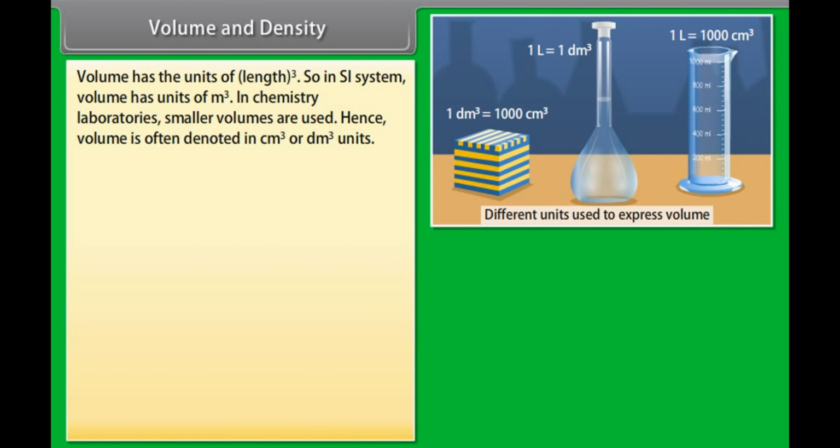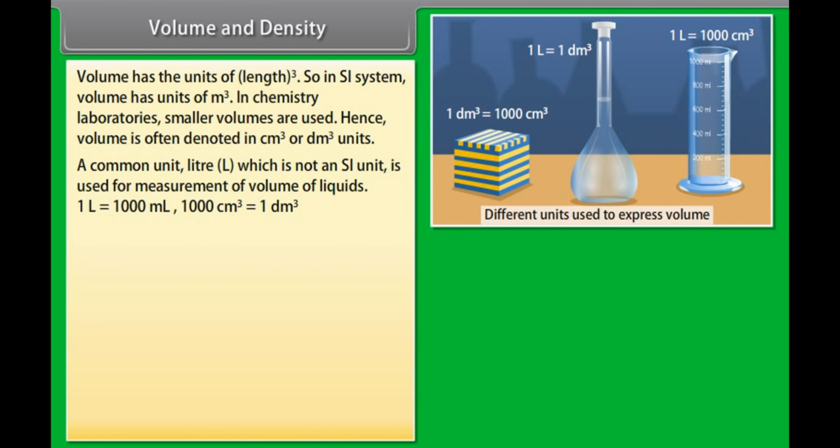Volume and density. Volume has the units of length raised to the power 3. So, in SI system, volume has units of meter cube. In chemistry laboratories, smaller volumes are used. Hence, volume is often denoted in centimeter cube or decimeter cube units.